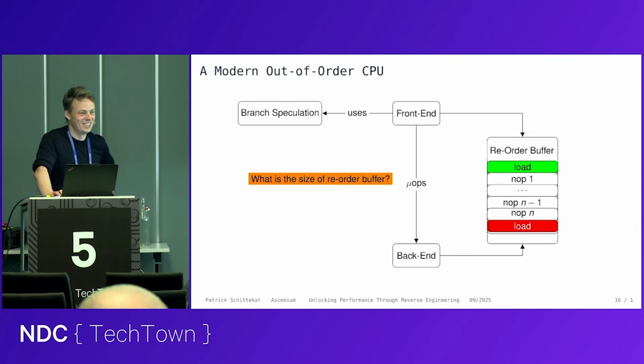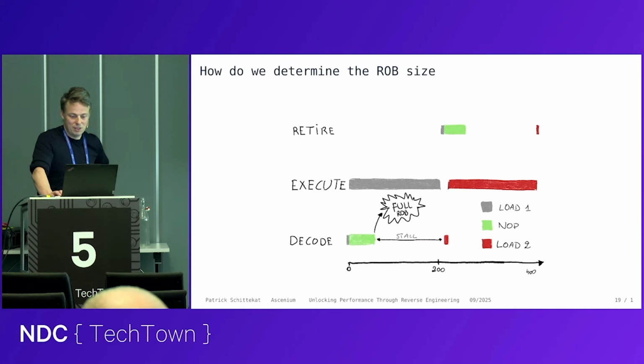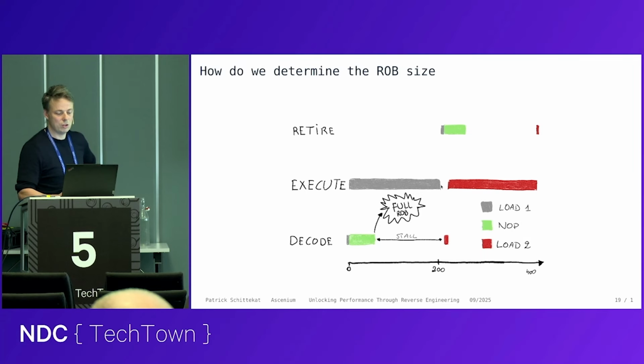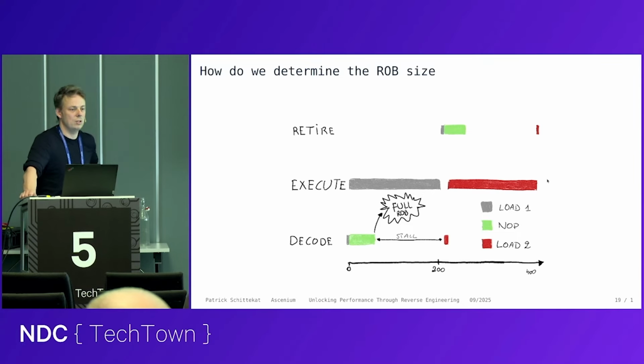Maybe that helps with understanding. But I think the comment of the person sitting in the second row was correct: if the ROB is full, we can't put it in because there's no place, and then the whole CPU will stop. You need to wait until this is executed and this is retired, so the first load, and then you can put it in. And then you have this load here. So it means there's no overlap, even though they are independent loads.